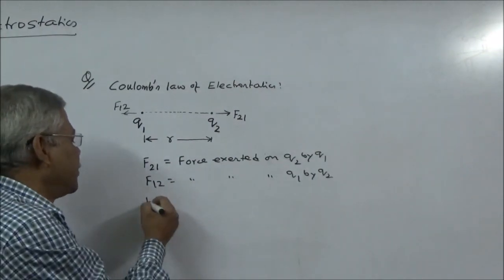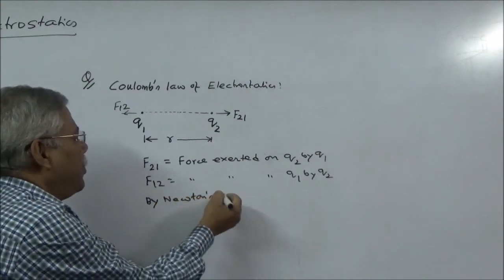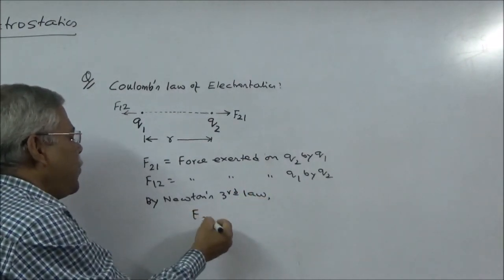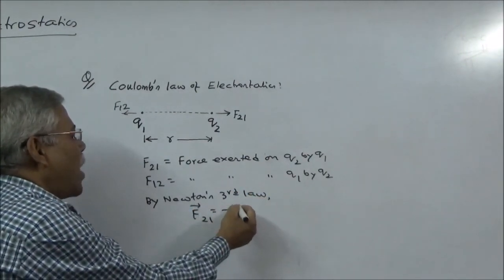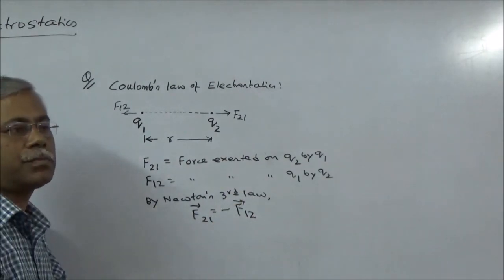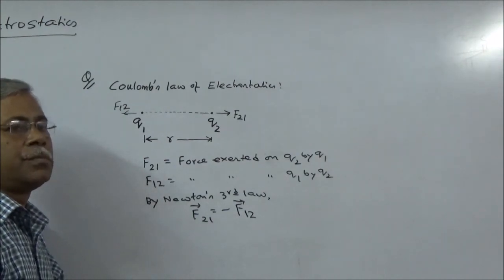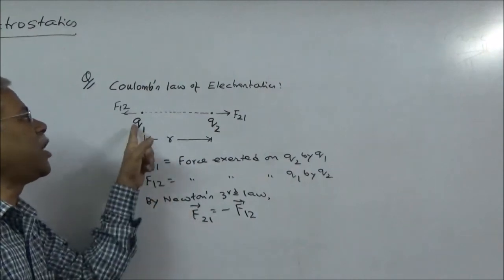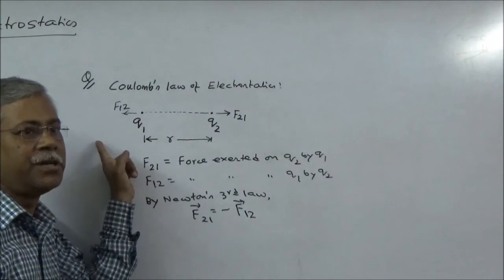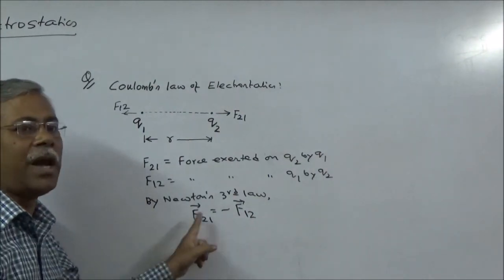Hence, by Newton's third law, F21 equals minus F12. Have you understood this point? That each charge exerts a force on the other charge. These forces are equal and opposite. So by Newton's third law, they are equal and opposite.